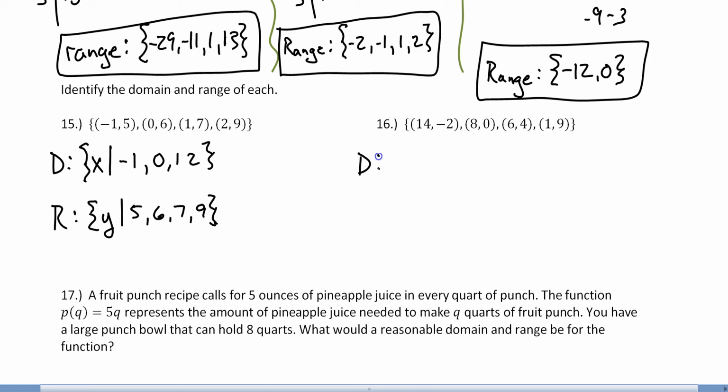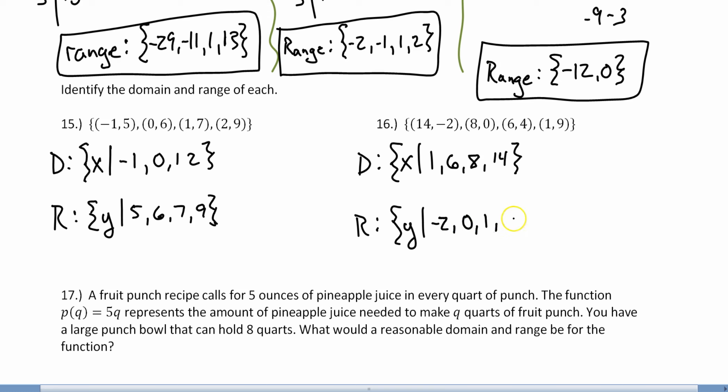And that's it. Domain is the x values, range is the y values. This one, same kind of thing. I'm going to start with the domain, my x values. So x such that, looks like I've got a 1, a 6, an 8, and a 14. And then my range, again, is my y value, so I'm going to say y such that. And then I just write down my y values. Looks like I've got a -2, a 0, a 1, oh, sorry. I looked up a little too quickly. -2, 0, 4, and 9. Okay? But again, the domain is the x values, the range is the y values.